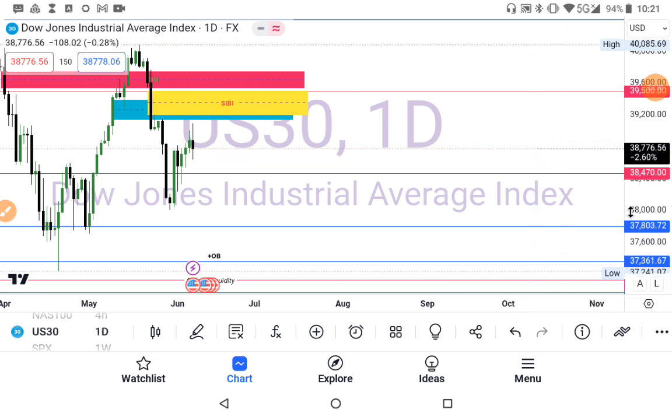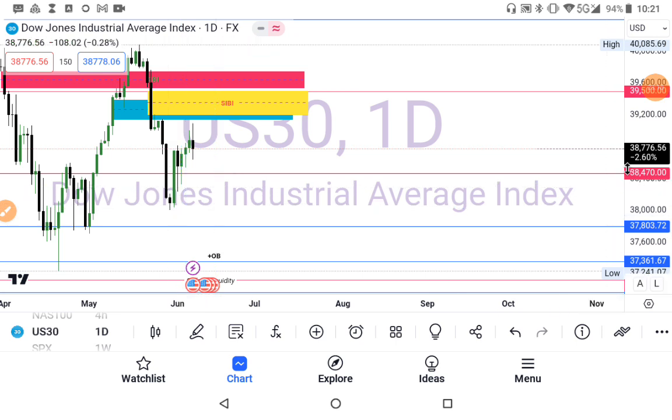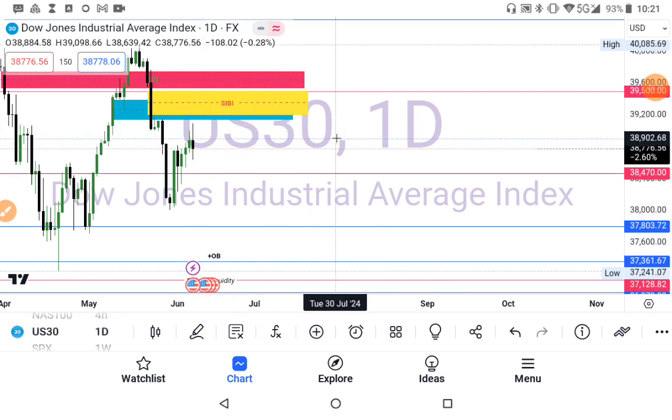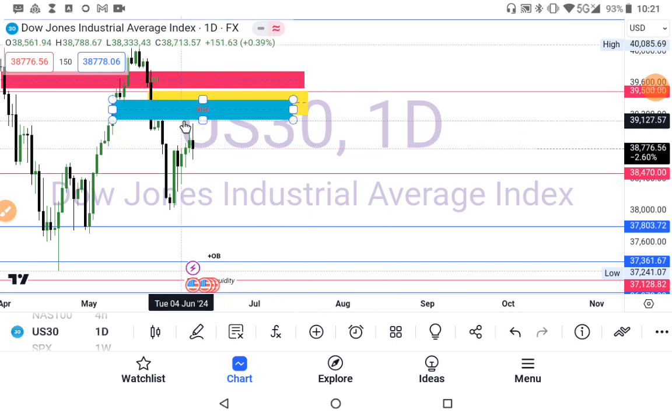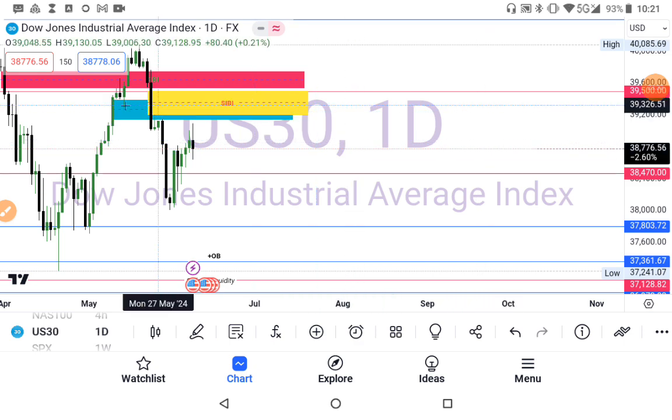38,470 and 38,000. The market delivers 38,000, then it delivers 38,470, but it refuses to go down further. So I'll be interested in a visitation into this CB on this side, CB here.